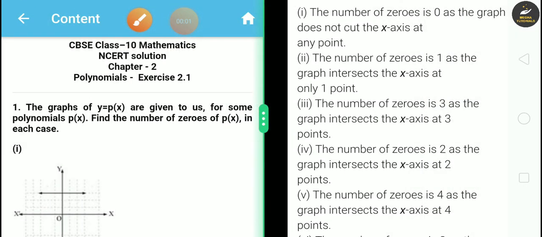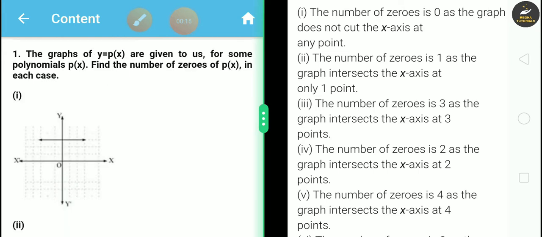Today we will start with NCERT Mathematics 10th Standard, Chapter 2 Polynomials, Exercise 2.1. Question 1. The graphs of y is equal to p of x are given to us for some polynomials p of x. Find the number of zeros of p of x in each case. So number of zeros are equal to where the graph intersects the x-axis.